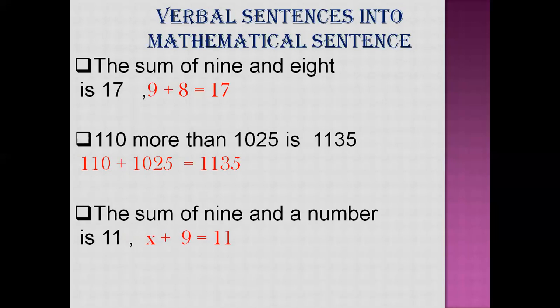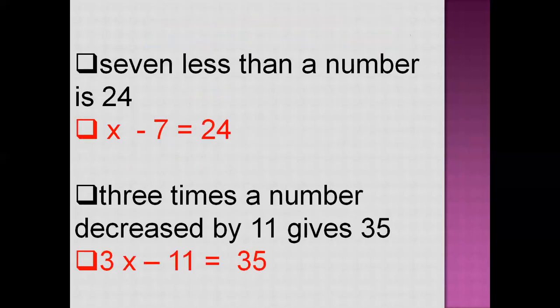The sum of 9 and a number is 11. The sum of 9 and a number, the number is unknown. So for an unknown number, we are using x here. x plus 9 is equal to 11. Let's see the second example. 7 less than a number is 24. x minus 7 is equal to 24.